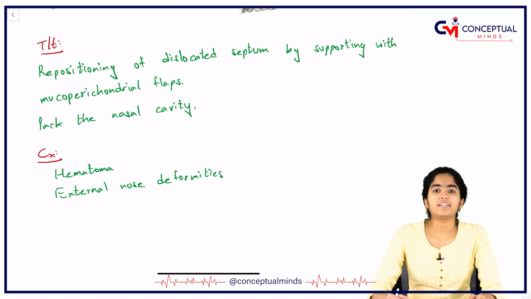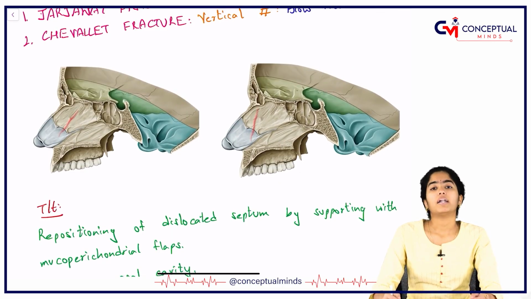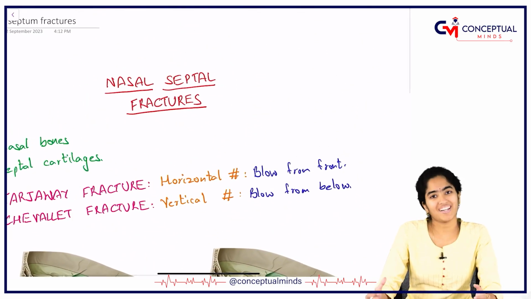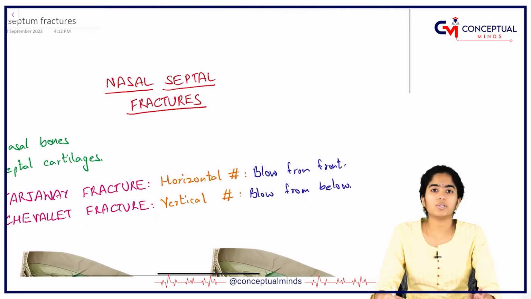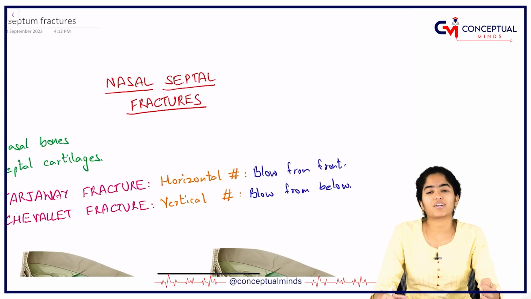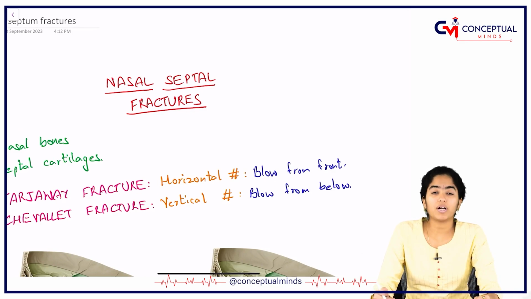With this, I complete the nasal septal fractures. Let me quickly revise. What you must remember here is, depending upon the direction of force and the amount of force, various types of nasal septal fractures can occur. It can affect the bony part as well as the cartilaginous part. And the two most important things that you must remember are the Jarjaway fracture and Chevallet fracture. Jarjaway, horizontal fracture, and the direction of force is a blow from the front. Chevallet is a vertical type of fracture, and what is the direction of force? A blow from below. Please remember these two, and if at all a picture is provided, you should be able to identify them.